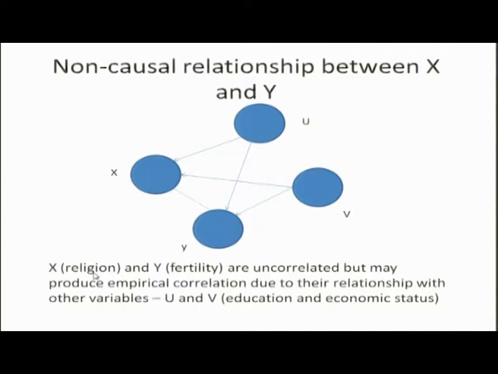An example is that religion and fertility may or may not have any relationship. X and Y, religion and fertility, are uncorrelated, but may produce an empirical correlation due to their relationship with other variables U and V, like education and economic status. It is because of differences in education and economic status of two religions in our country.